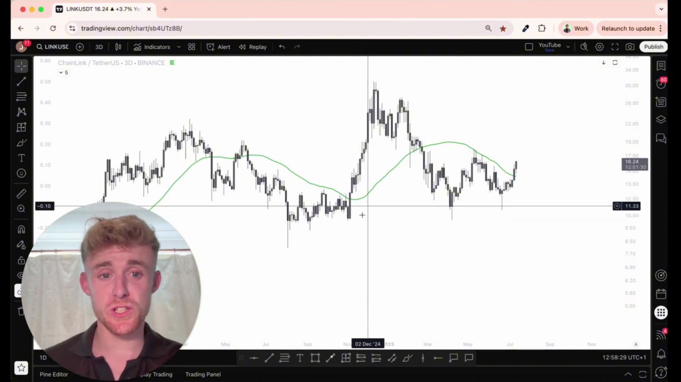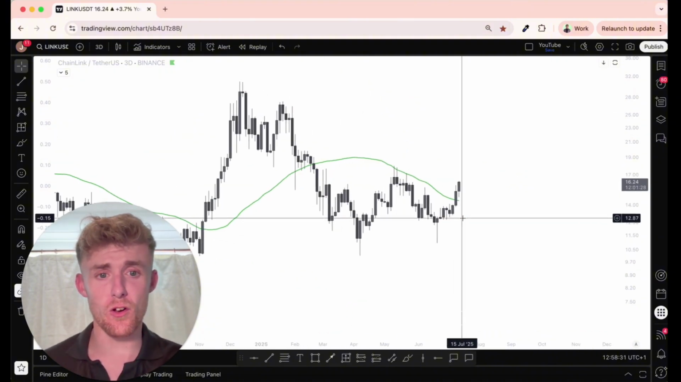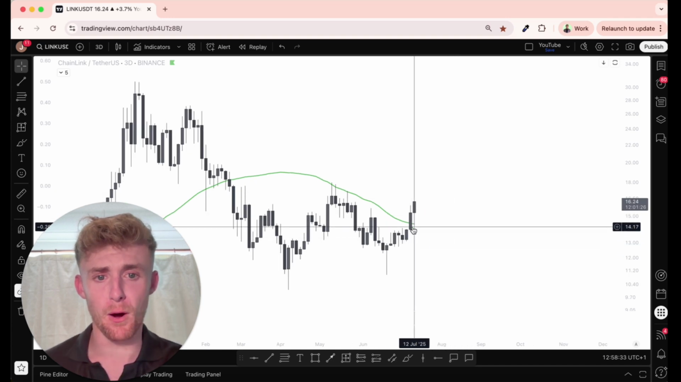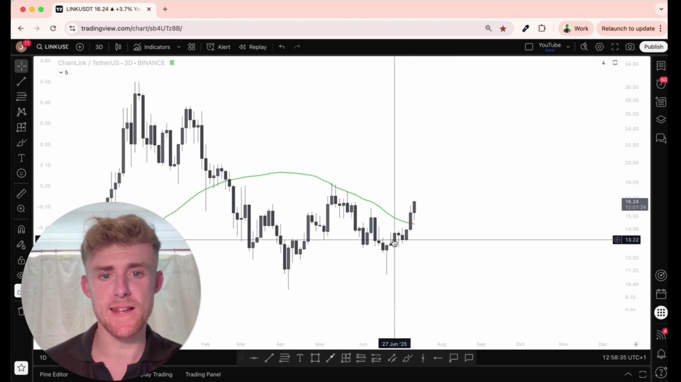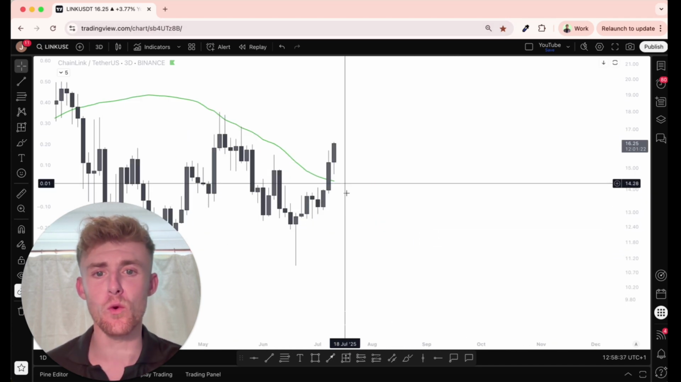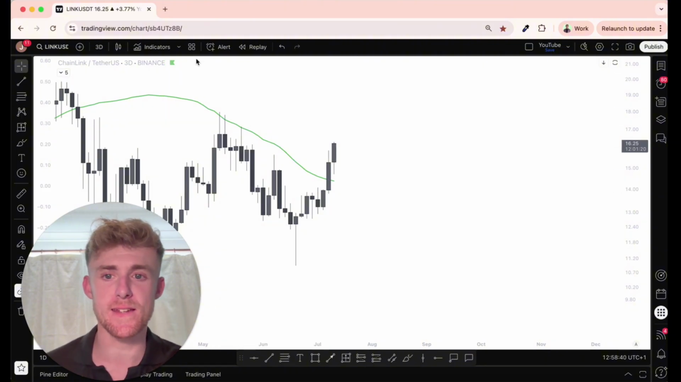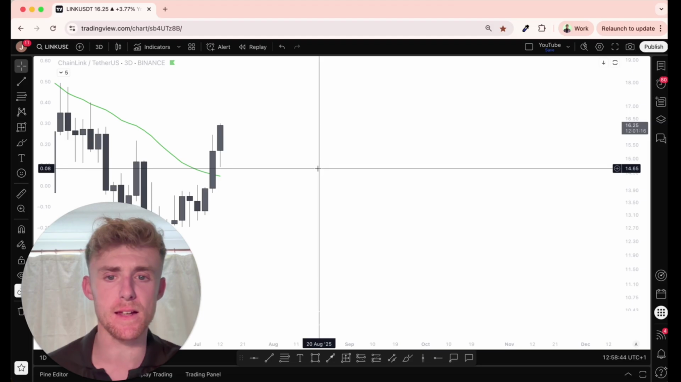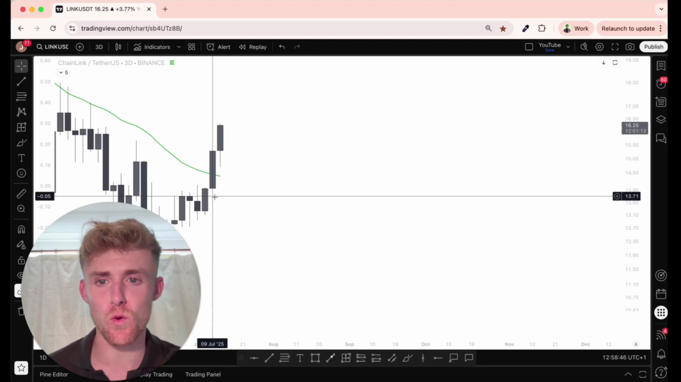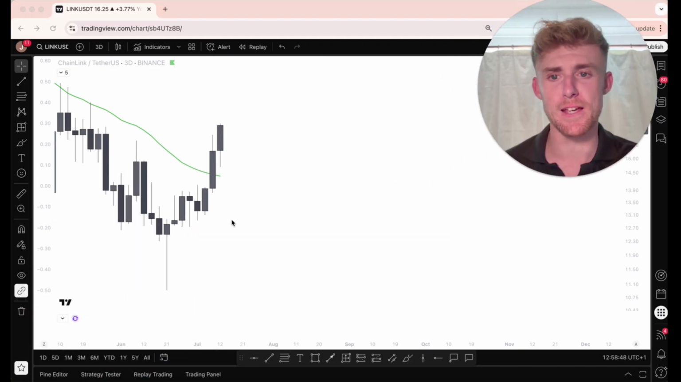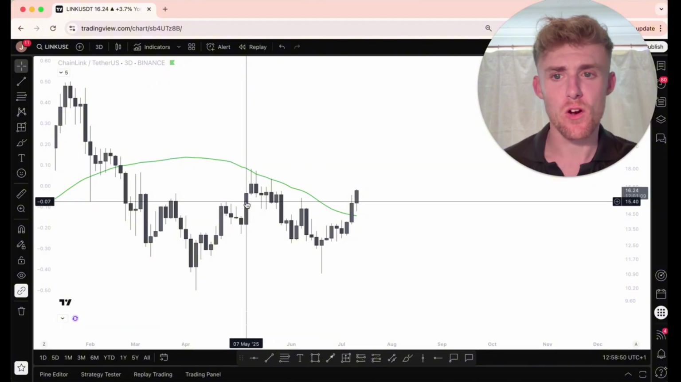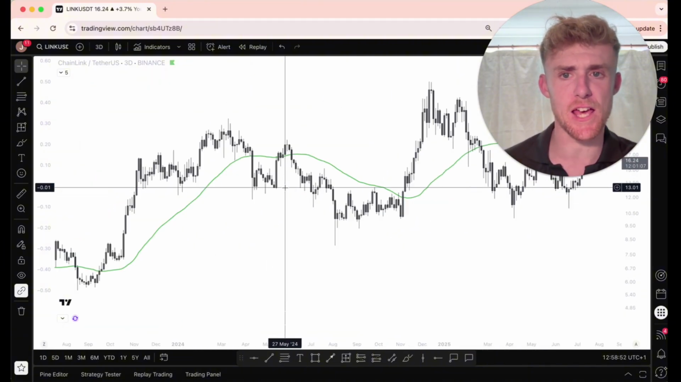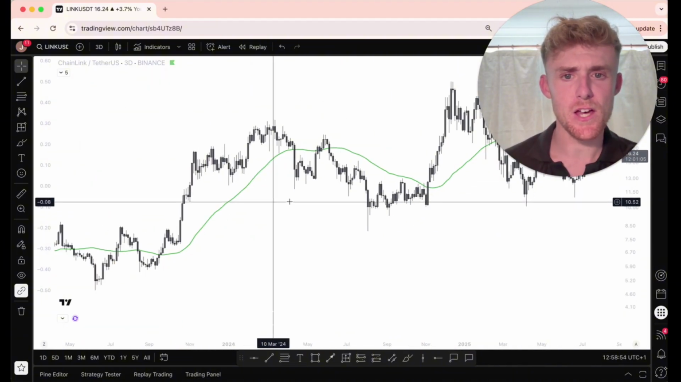So the actual signal here, guys, is we are looking for the break above the green line on the 3-day time frame. Whenever you see a candle close above this green line, now it can't just pop above it, it needs to actually close, right? Whenever you see a candle like this that has just closed above the green line, that is your signal to buy.